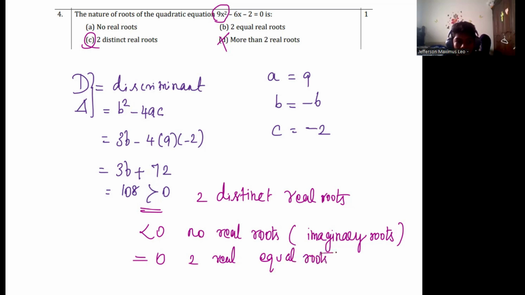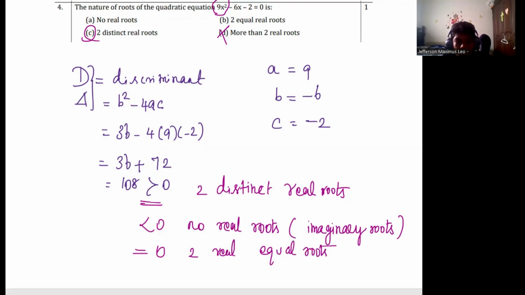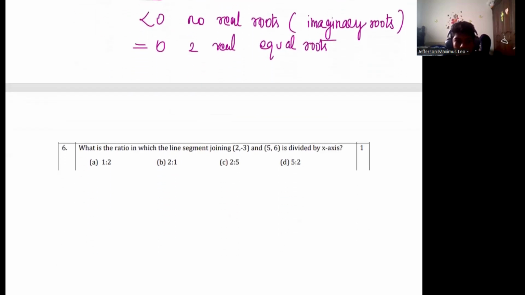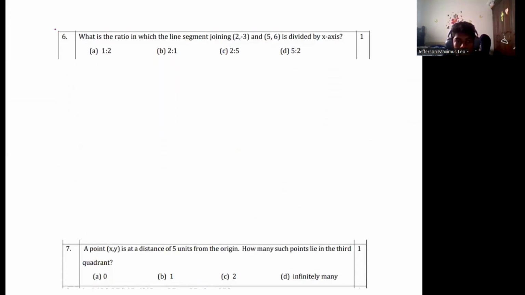Very good. Now we move to the next one. It's the fifth question. What is the ratio in which the line segment joining 2, -3 and 5, 6 is divided by the x-axis? What is the ratio? It's a 2-mark question. Ratio means we start our solution with m1 by m2.